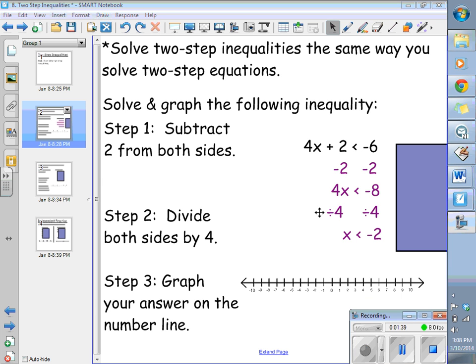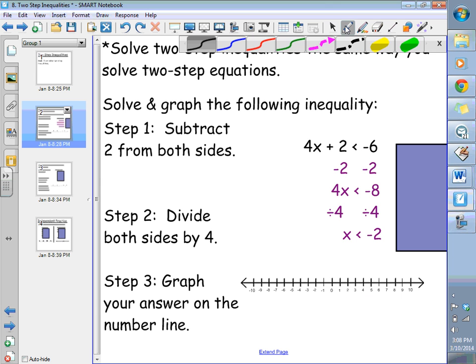Okay, so our last step on this inequality is to graph it. So x is negative 2, so we find negative 2 on the number line. It's an open circle because it's not including the negative 2, and x is less than negative 2, so we want all values that are less than negative 2, so we're going to go left on the number line. And there we go. We have it graphed.